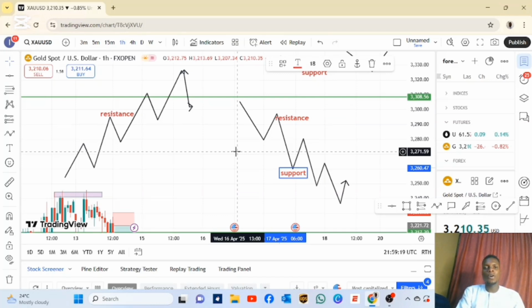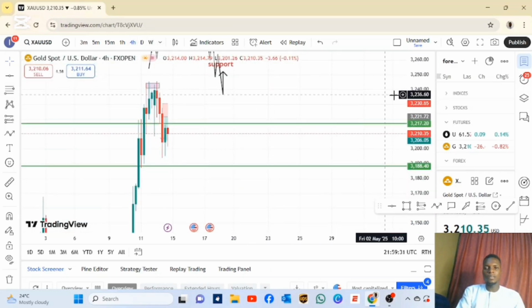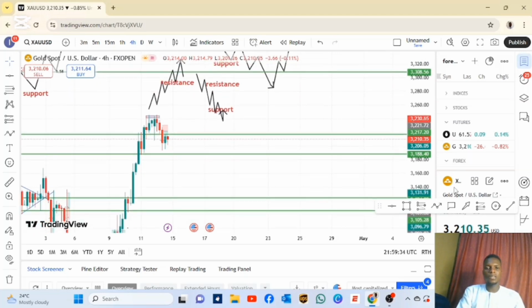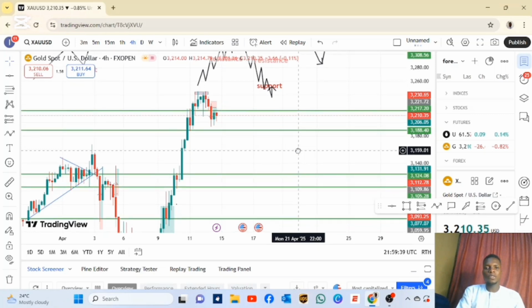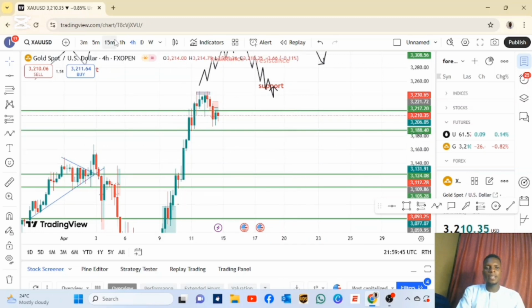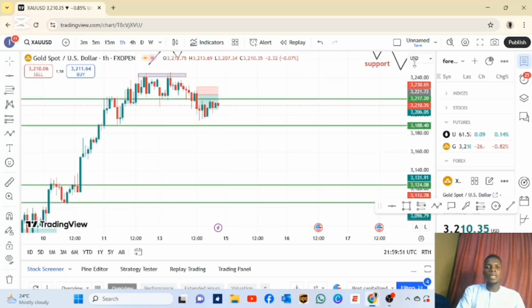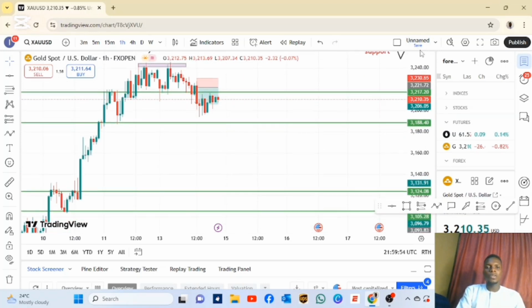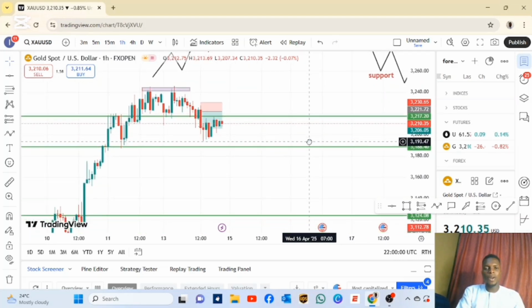So what do I do on the daily time frame? I see the overall trend of the market. Then I scale down to a lower time frame, like the 4 hour time frame, to see the current trend of the market, right? Once I've seen this, I also mark out my key levels on the 4 hour time frame. Then I scale down to the 1 hour time frame to see what is happening, and I also mark out my levels on the 1 hour time frame.